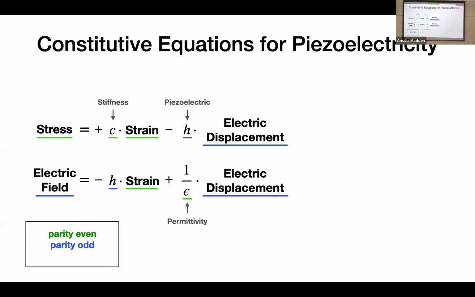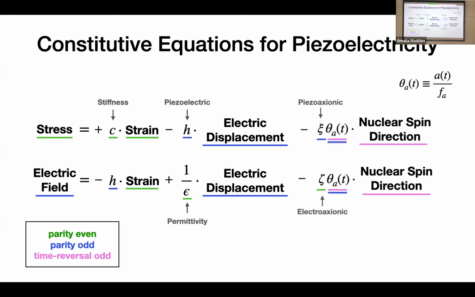What changes when we have an axion? Our axion field, here our theta angle, is both parity odd and time reversal odd. So in order to produce mechanical stress, for example, directly from this axion field, we need a coefficient that's parity odd, but we need one more thing, and that is we need to polarize our nuclear spins to introduce some time reversal oddness.